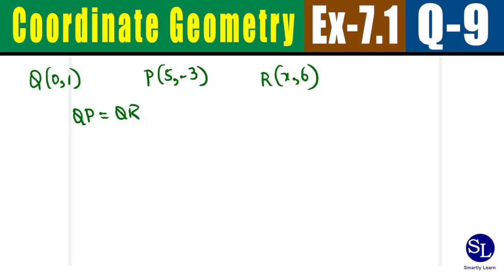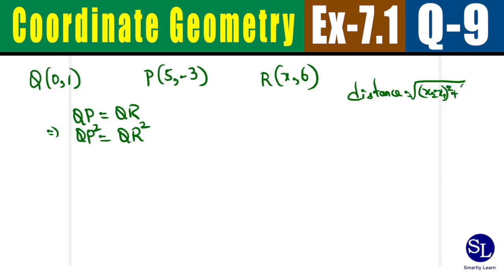So we don't want to handle the roots, remember. So I'm squaring this on both sides. So QP squared is equal to QR squared. Now let's write the distance formula once. So distance is going to be the square root of (x2 minus x1) the whole square plus (y2 minus y1) the whole square, all of which inside a root.